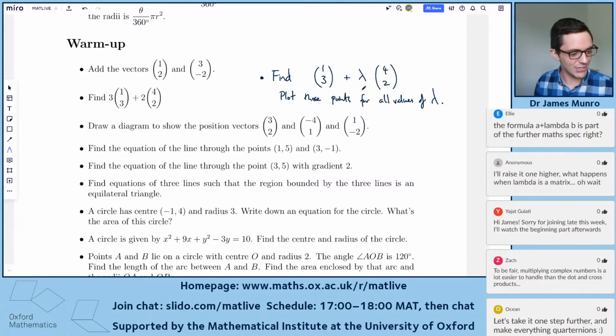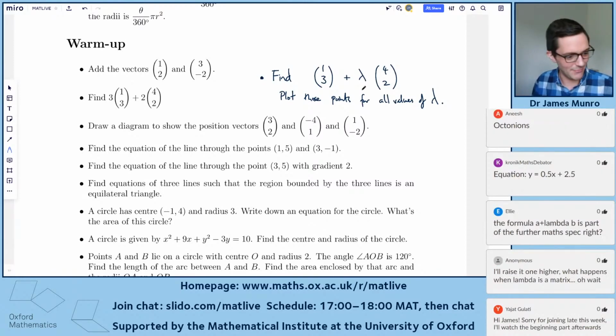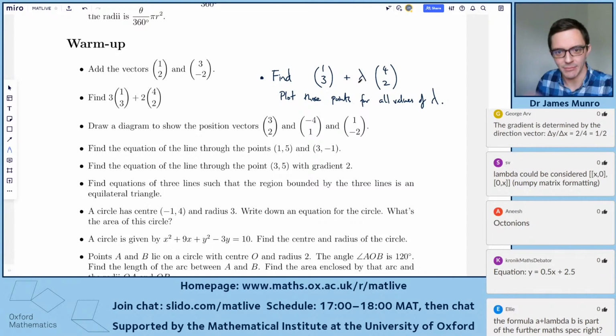Oh, people are working out the equation of the line. Nice stuff. Look at this. People are doing the mathematics as well as the memes. Very impressive. Yeah, so people are working out the kind of gradient of the line. And people think this is a line and they're working out the gradient, or even the equation of the line. Brilliant stuff.